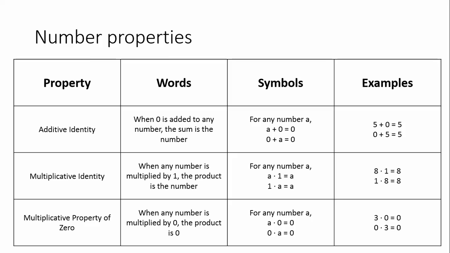The multiplicative property of 0 states that when you multiply any number times 0, the product is 0. So in the example, I've chosen 3. 3 times 0 is 0. 0 times 3 is also 0.